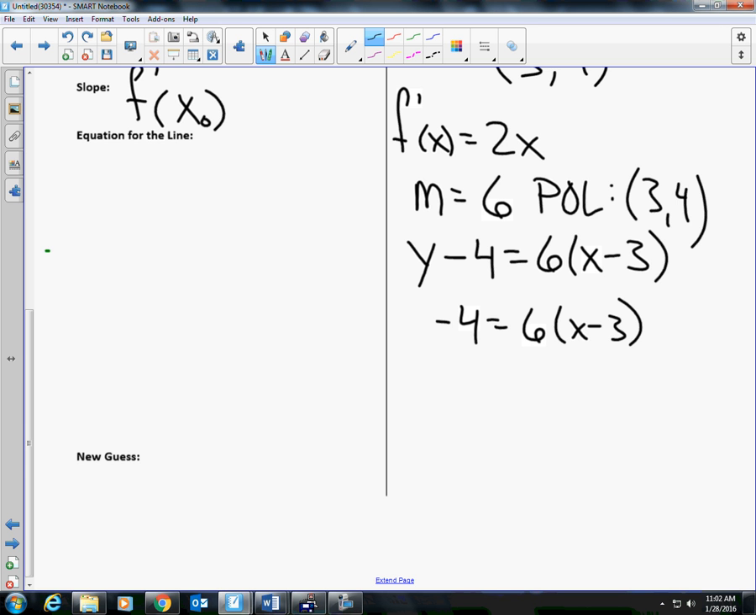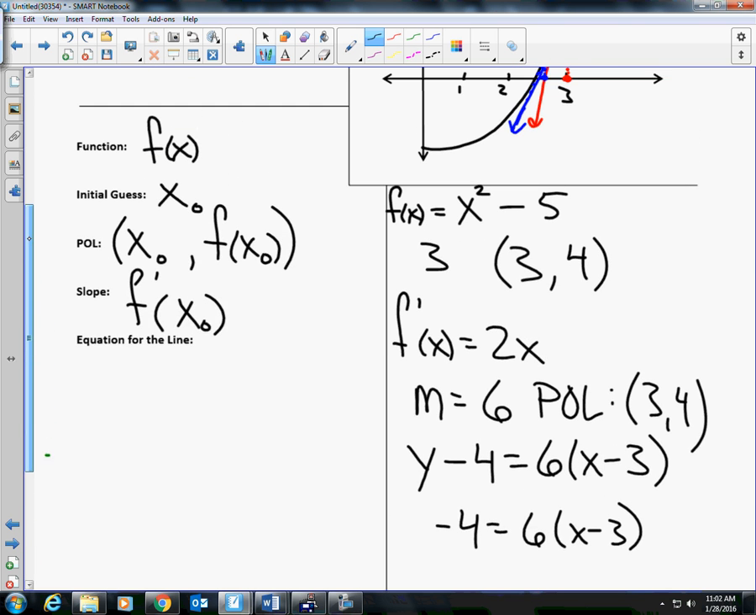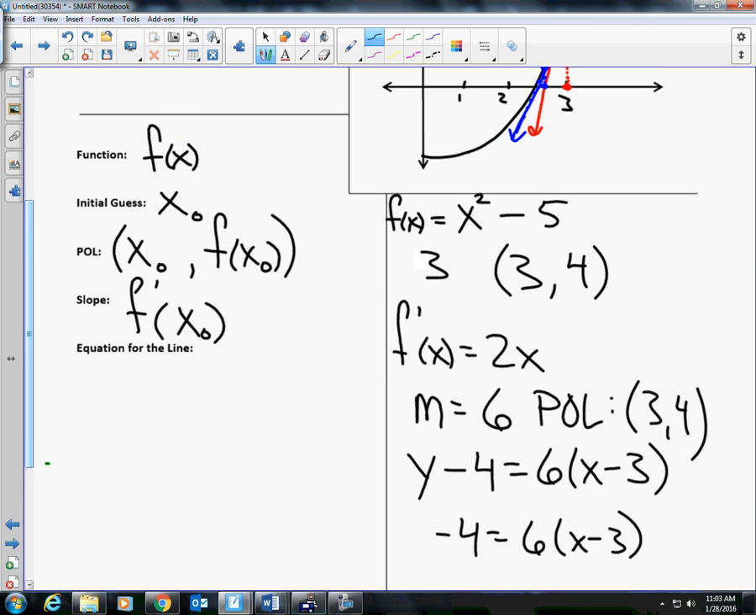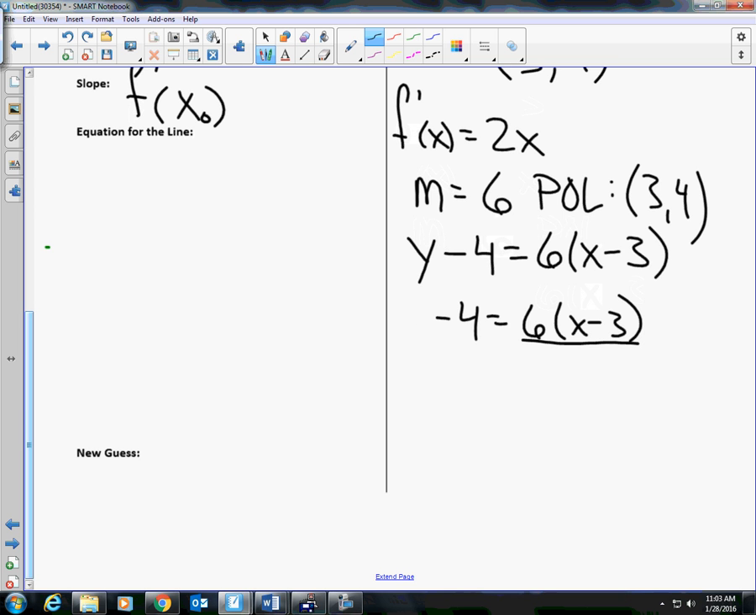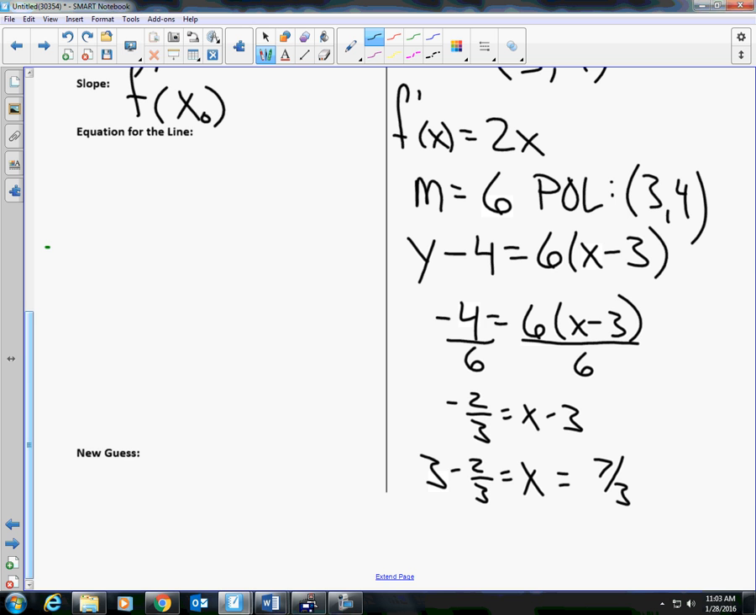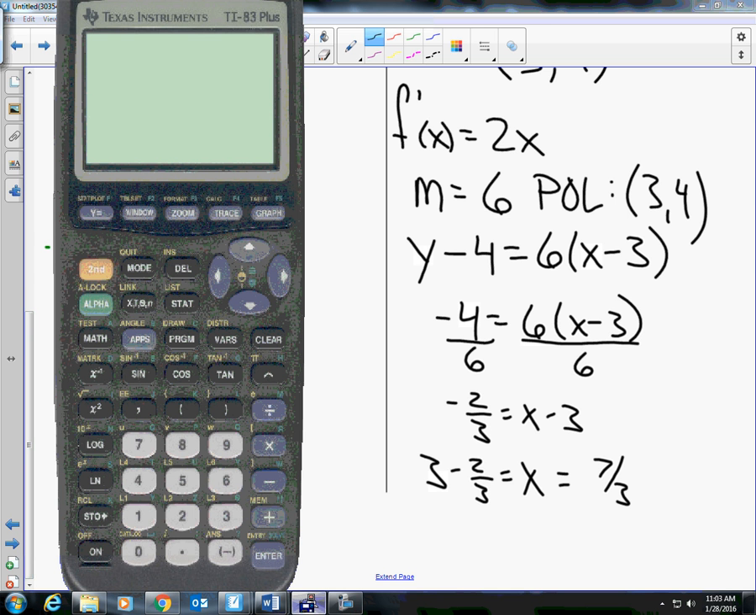Now we solve for x, and that will give us our new guess, which is much closer to the correct answer than our initial one. So we will divide by 6. Negative 2/3 is equal to x minus 3. Add the 3. 3 minus 2/3 is equal to x, 7/3. Because y is equal to 0 when you make the x-intercept.